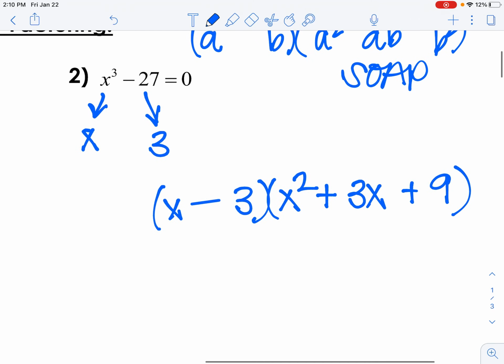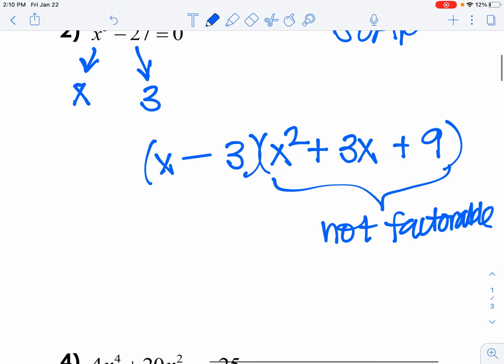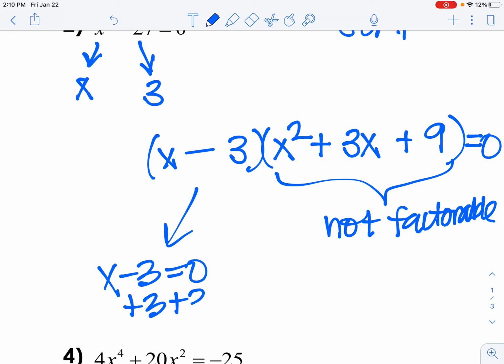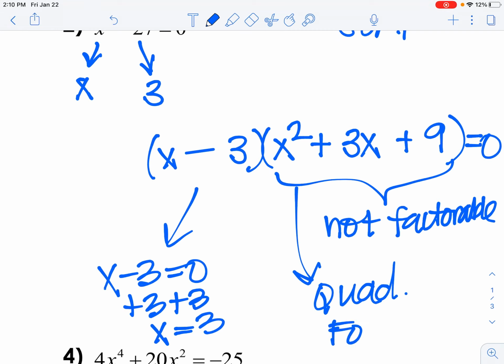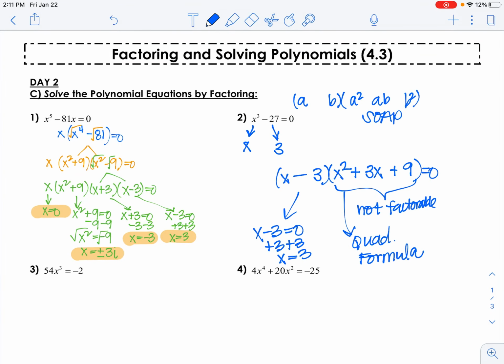Now you may remember that this guy is not factorable. And so we're done with this guy. Now because this is equal to 0, we'll set our factors equal to 0. x minus 3 is 0. So x is 3. Okay, this guy is the quadratic formula. And we will solve that next week, or later this week actually.